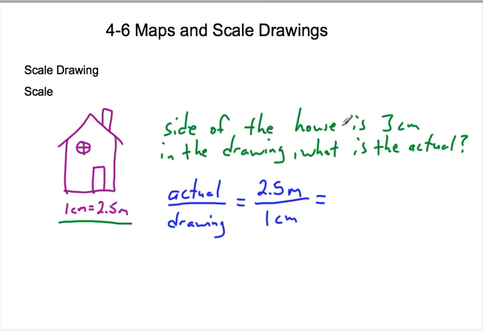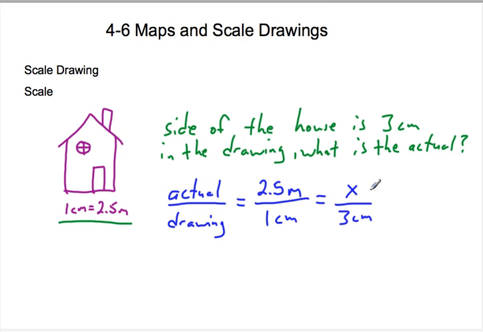So if the side of the house is 3 centimeters, we're talking about this house now, so in the drawing, we could put that on the bottom. Remember in class today we talked about making sure you label your ratio so that you know which numbers go on top and which numbers go on bottom. So if the side of the house is 3 centimeters in the drawing, so 3 goes on the bottom, what is the actual? So we need to know what the actual is.